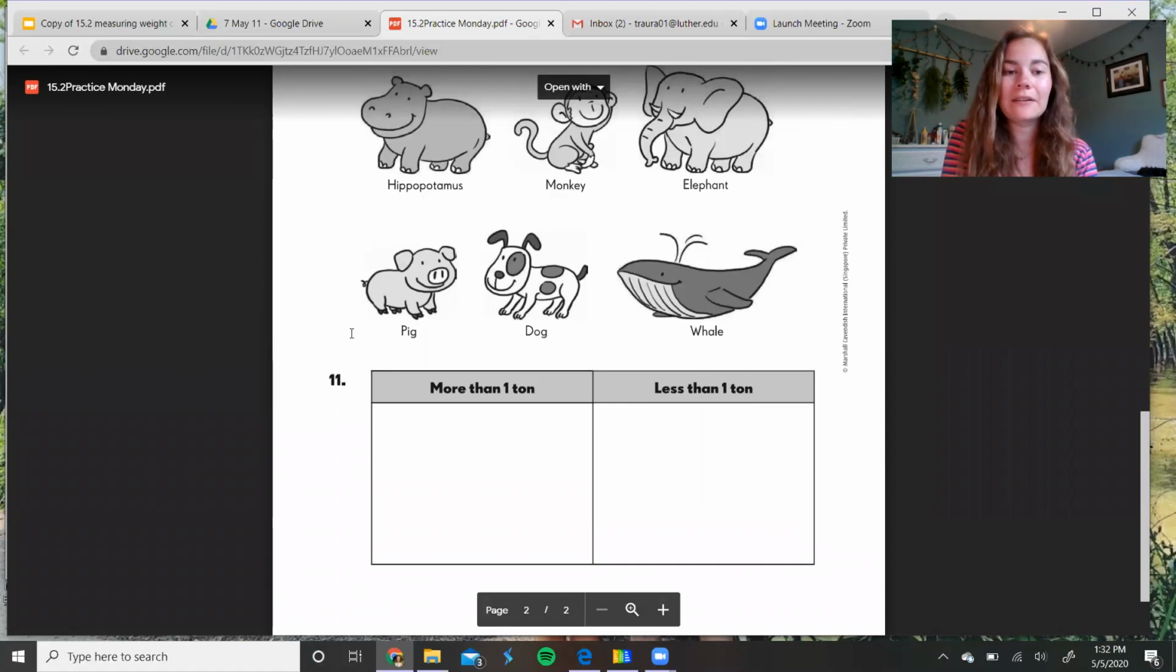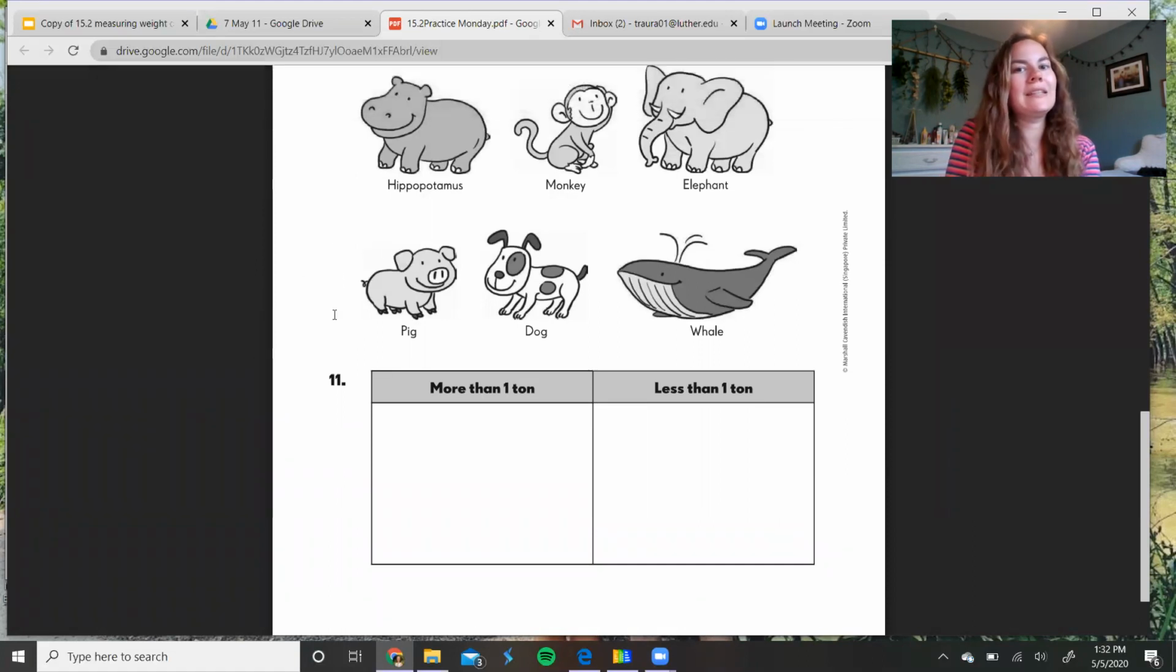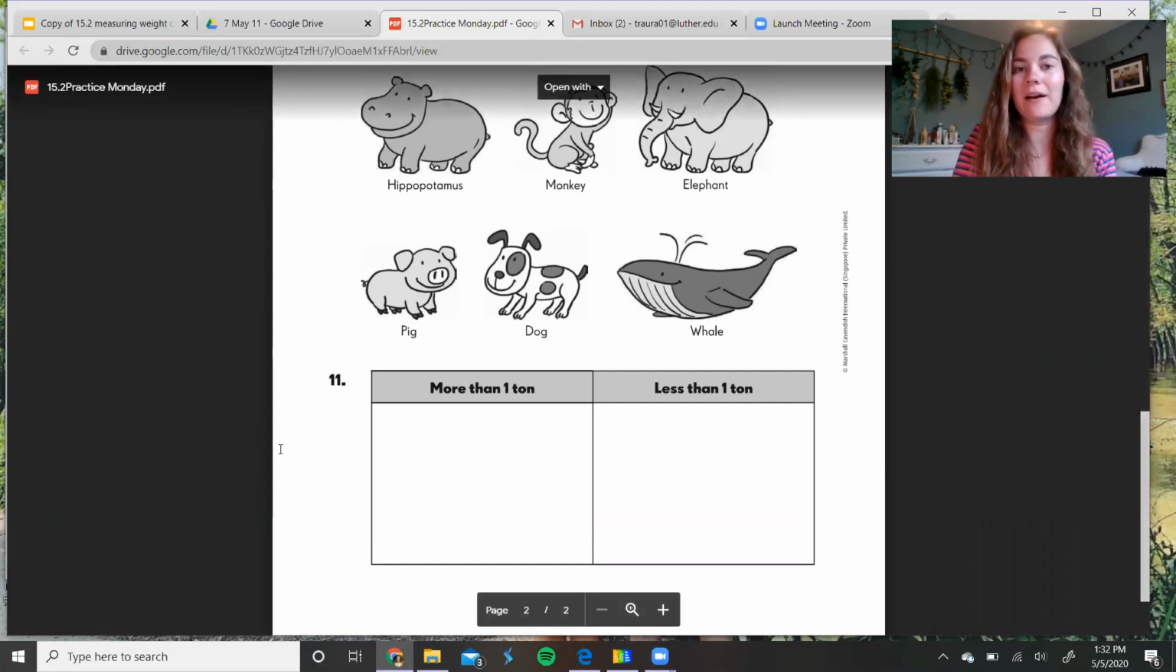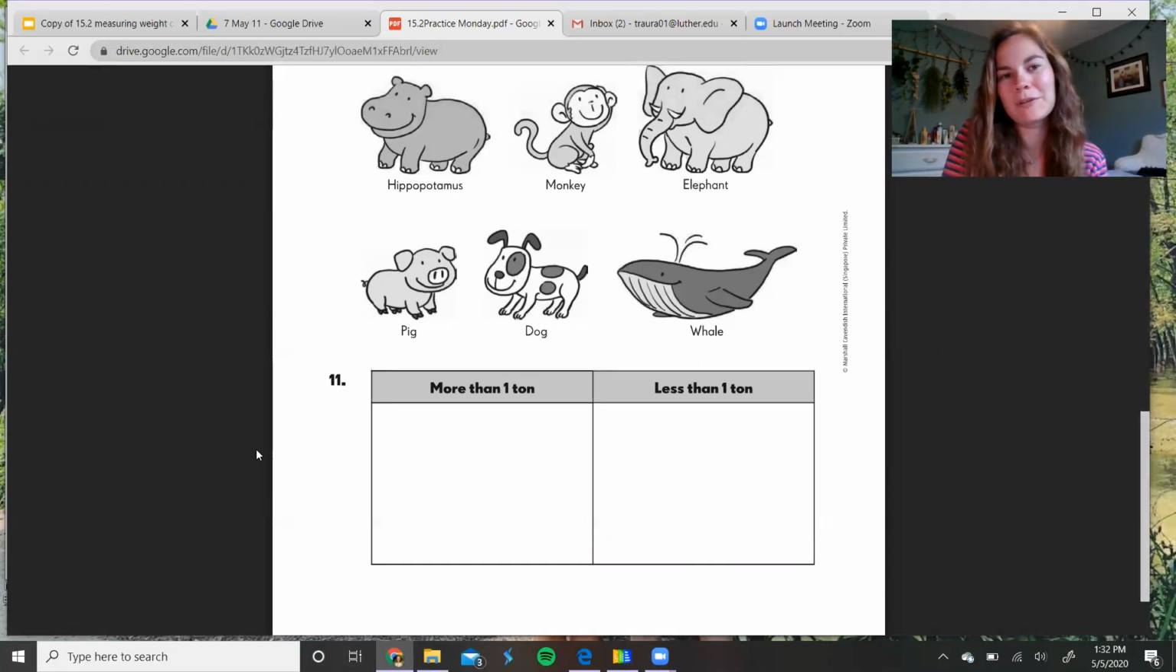And if you think of any others that you want to add, I would love to see some comments or some add-ons into this box of other animals you come up with.